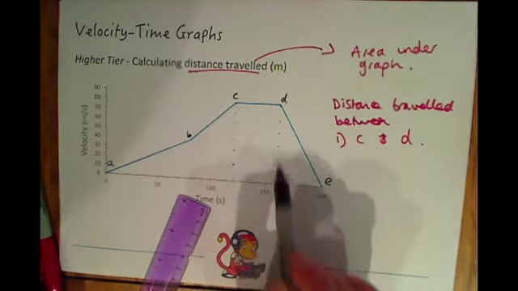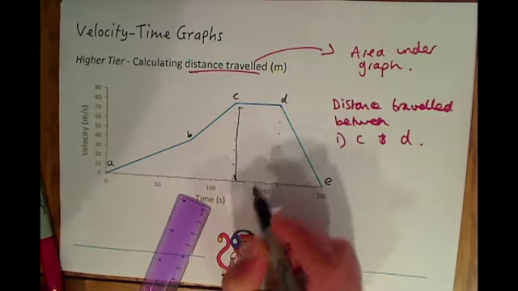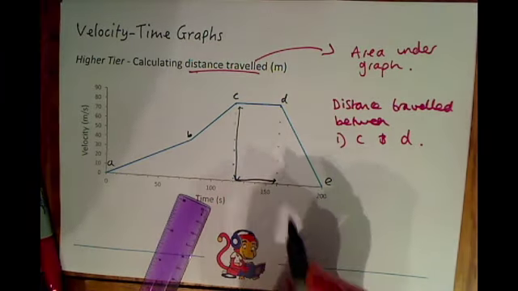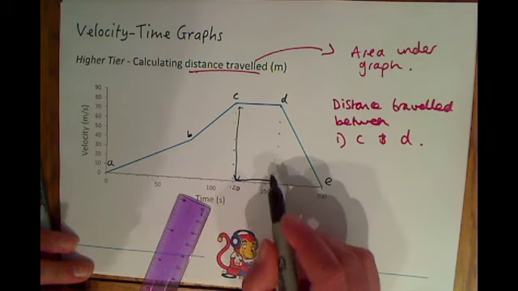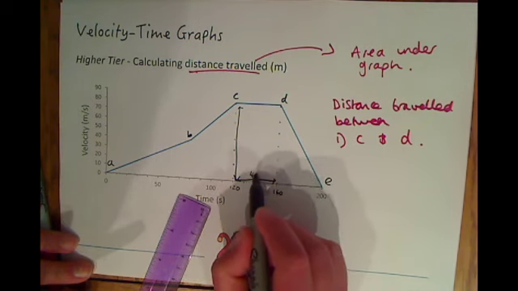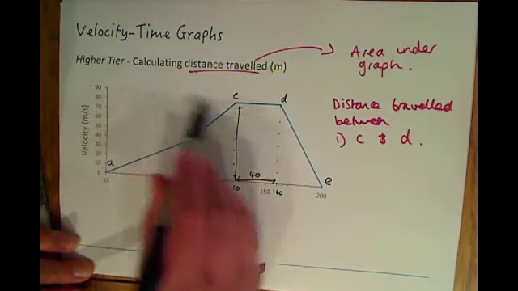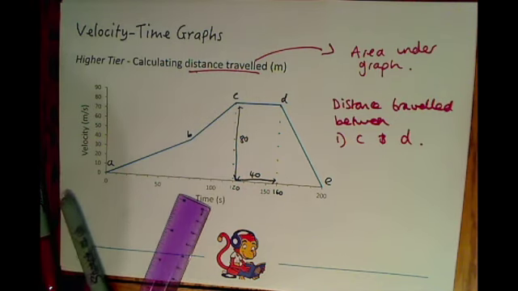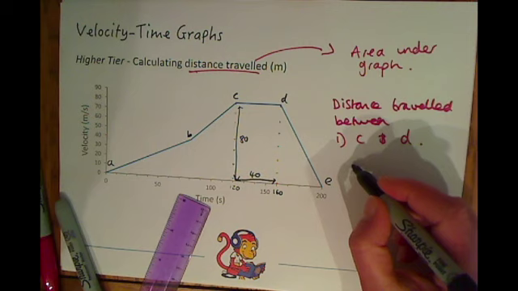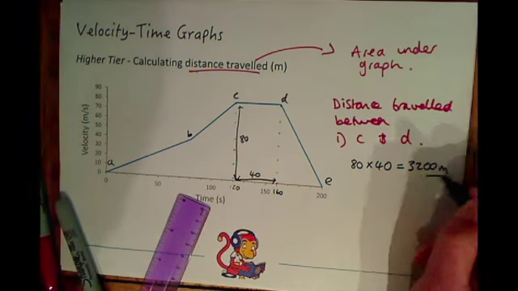So you've drawn a rectangle in this section. The area of a rectangle is one side multiplied by the other. So in this case, this is between 120 and 160, so this value is 40. And along the side here, we go from 0 to 80, so this value here is 80. To calculate the distance travelled between the sections C and D, we simply do 80 times 40, which gives us 3,200 meters.